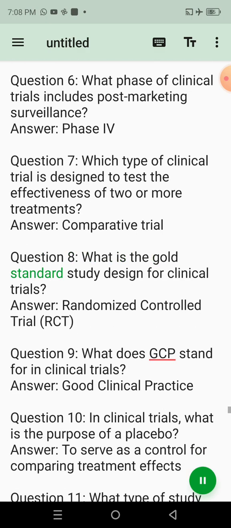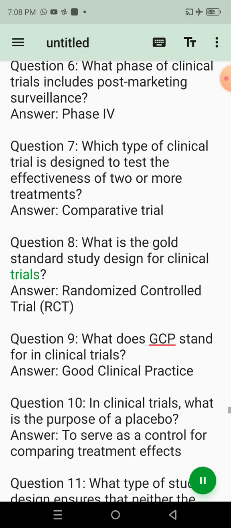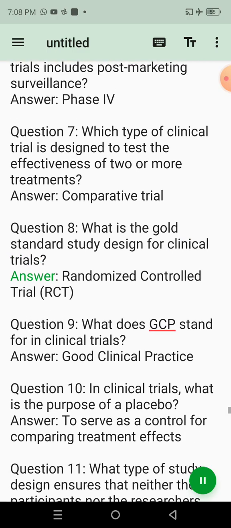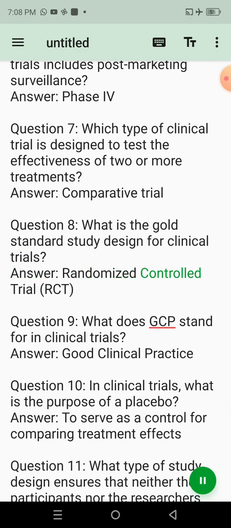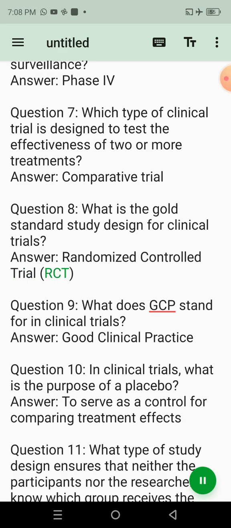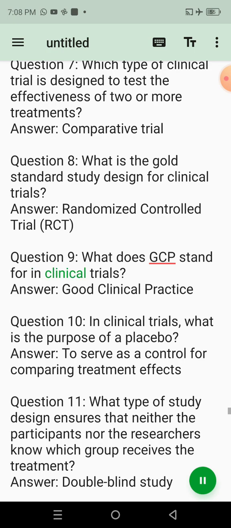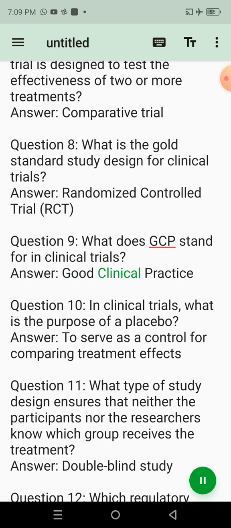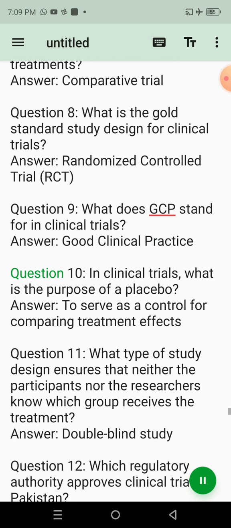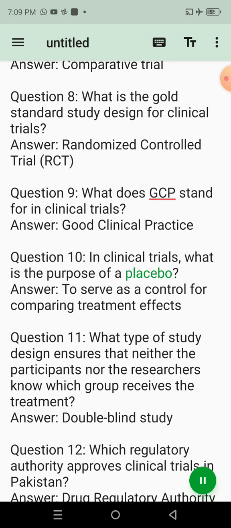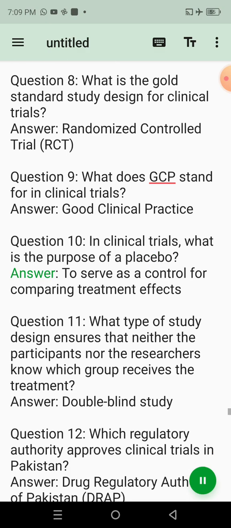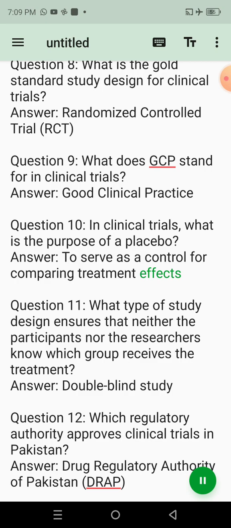Question 8. What is the gold standard study design for clinical trials? Answer: Randomized Controlled Trial (RCT). Question 9. What does GCP stand for in clinical trials? Answer: Good Clinical Practice. Question 10. In clinical trials, what is the purpose of a placebo? Answer: To serve as a control for comparing treatment effects.